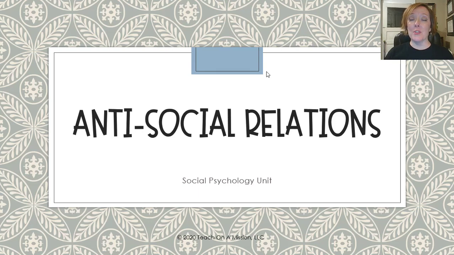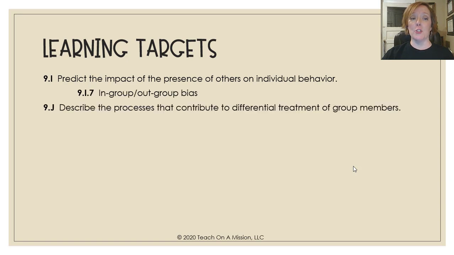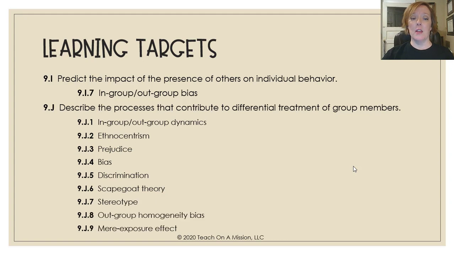I'm Miss Lee and we're still in Unit 9, Social Psychology. This video will be covering antisocial relations. By the end of this video, you should be able to predict the impact of the presence of others on individual behavior, and this is going to include in-group, out-group bias. You should be able to describe the processes that contribute to differential treatment of group members, again, including in-group and out-group dynamics, ethnocentrism, prejudice, bias, discrimination, scapegoat theory, stereotype, outgroup homogeneity bias, and mere exposure effect. If you haven't done so already, go ahead and grab your notes and let's get started.